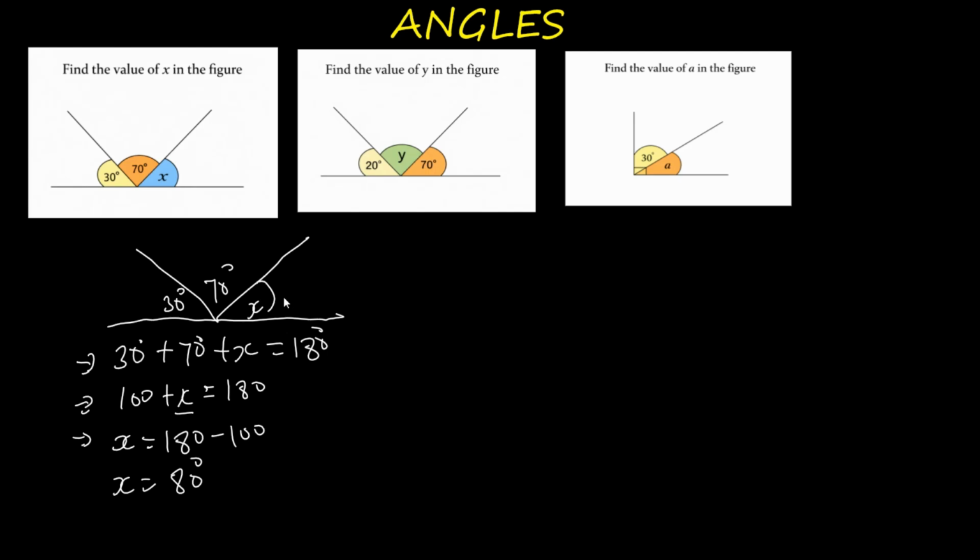If you want to test it, you can just place it here, and then 30 plus 70 is 100, and 100 plus 80 is 180, which proves that angles on a straight line equal 180 degrees.